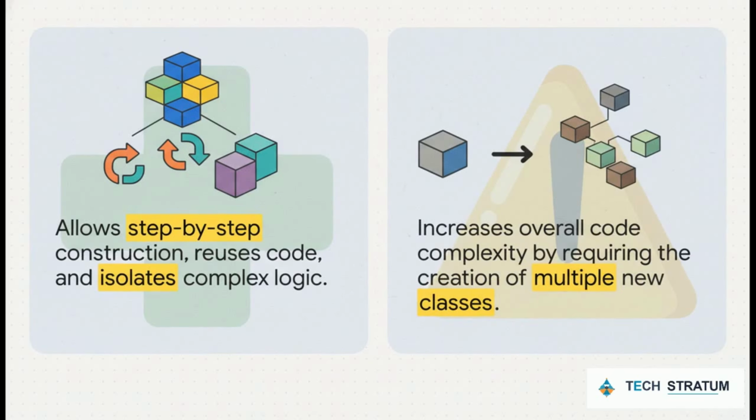Now, like with any pattern, it's not all sunshine and rainbows. There are always trade-offs. The big wins are clear. You get step-by-step construction, you get to reuse your code for different things, and you get this beautiful separation of concerns. It follows the single responsibility principle perfectly. The main downside? It definitely adds more classes to your project. You have to create this whole new family of components. The builder interface, the concrete builders, maybe a director, and that can feel like overkill for really simple objects.